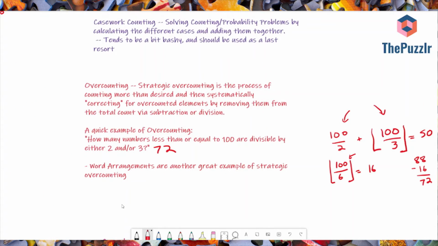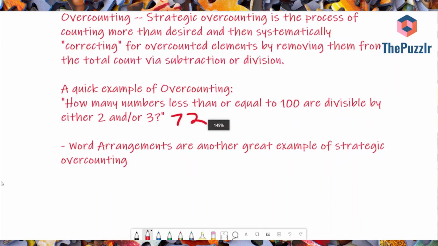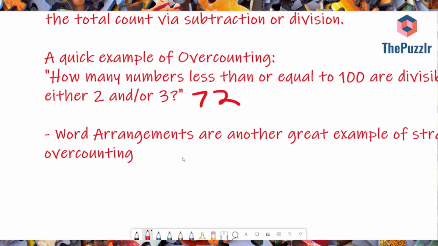And then word arrangements are also another great example of strategic overcounting. And the reason being is if you have some word, let's say we have the word good.